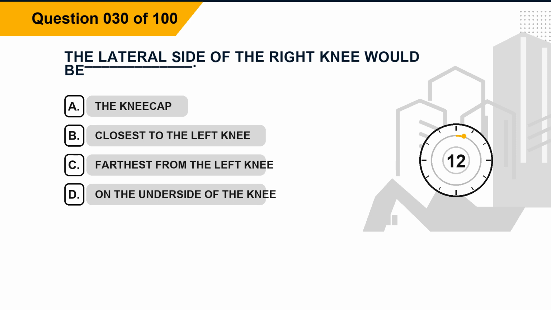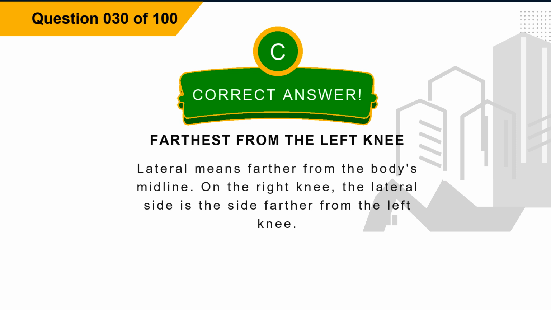Question 30. The lateral side of the right knee would be blank. Option A. The kneecap. Option B. Closest to the left knee. Option C. Farthest from the left knee. Option D. On the underside of the knee. The correct answer is option C. Farthest from the left knee. Explanation. Lateral means farther from the body's midline. On the right knee, the lateral side is the side farther from the left knee.